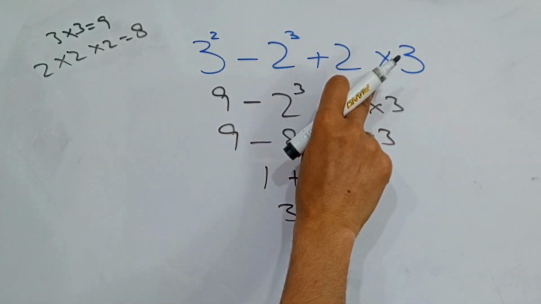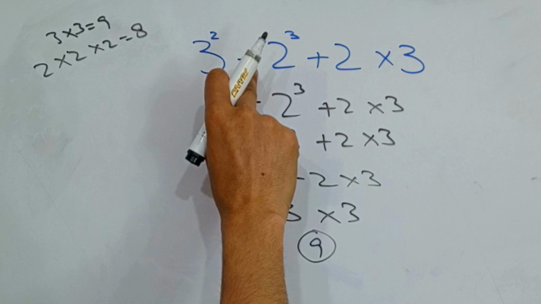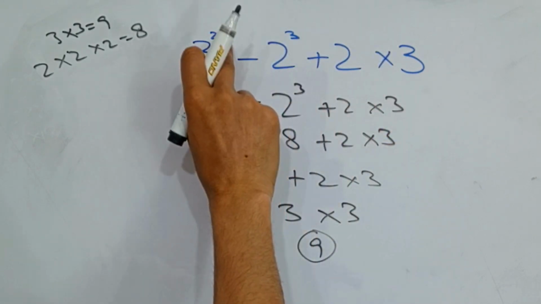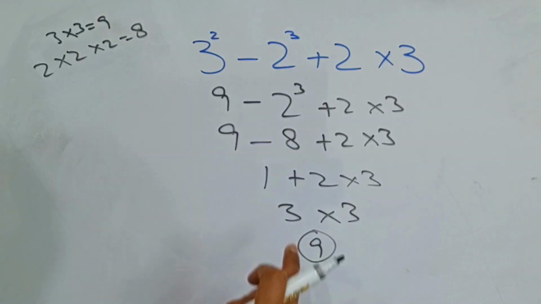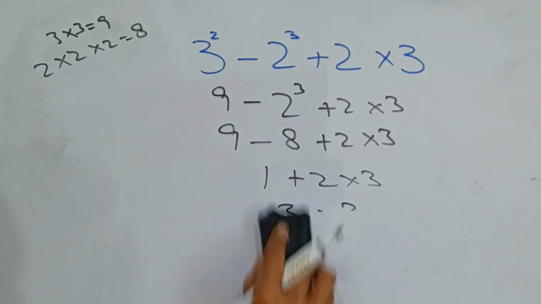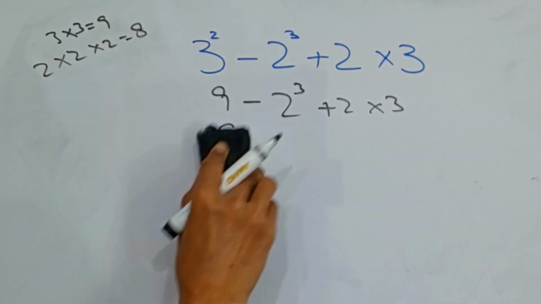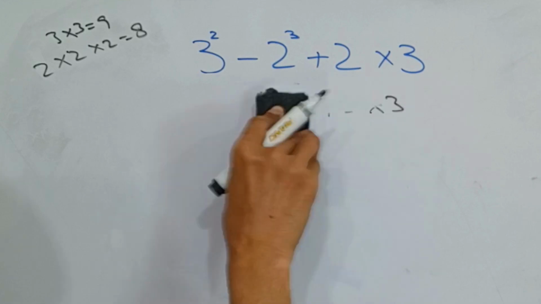Because multiplication and division must be done before addition and subtraction. But multiplication and division must be done after exponents, right? So follow the order of operations. We use the PEMDAS rule. Exponents first, then multiplication and division, then addition and subtraction.